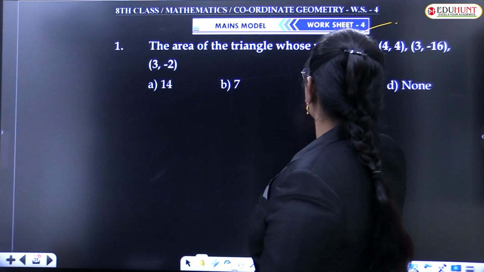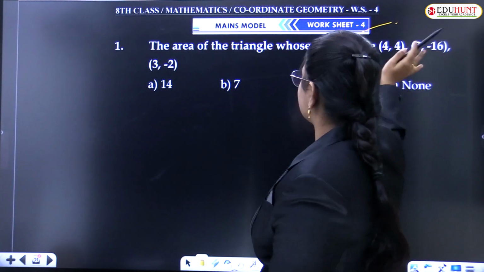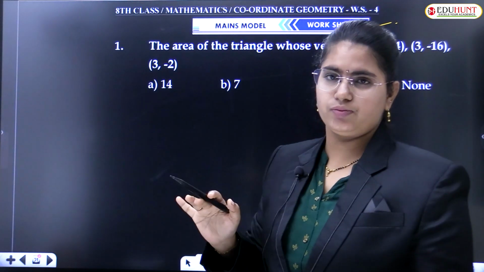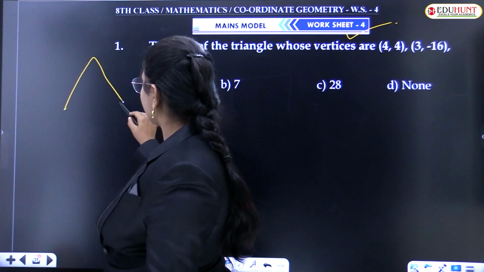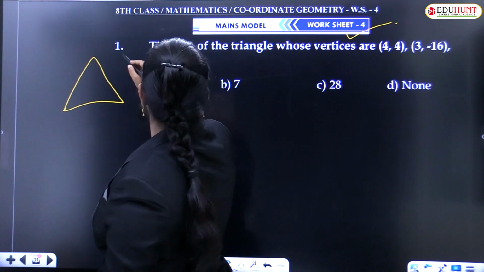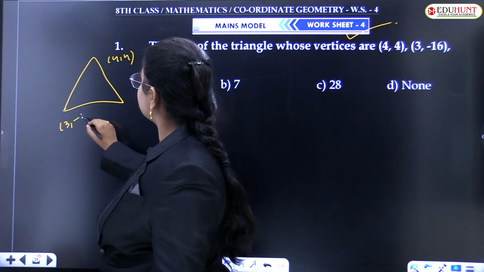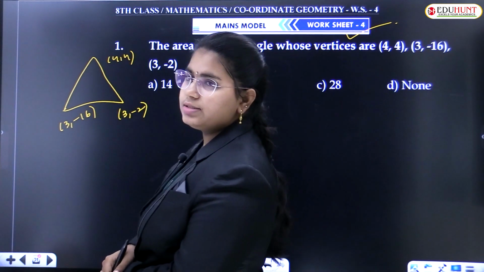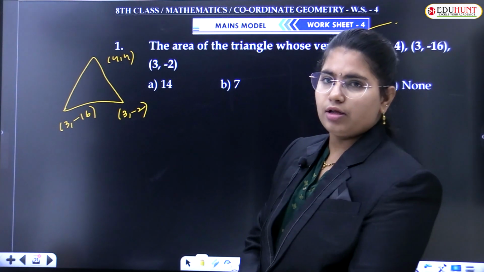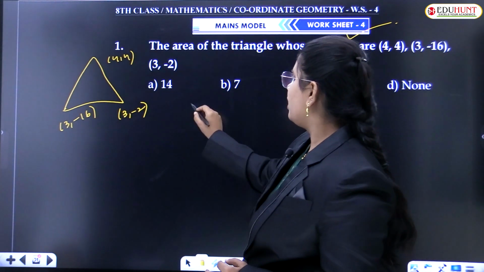The area of triangle whose vertices are 4, 4, 3, minus 16 and 3, minus 2. So here you are given with 3 vertices of triangle. What are the vertices? 4, 4, 3, minus 16 and 3, minus 2. So what is the area of triangle? If you know the 3 vertices, what is the area of triangle formula?